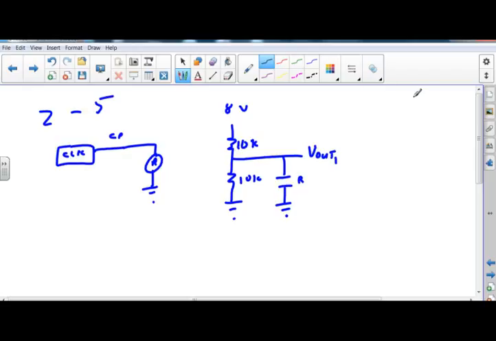And then I got another circuit. I've got 8 volts. And I've got a 10K resistor. And I've got a relay that's normally closed. And I've got another 10K resistor, and I'm going to ground. And I want to know V out 2.